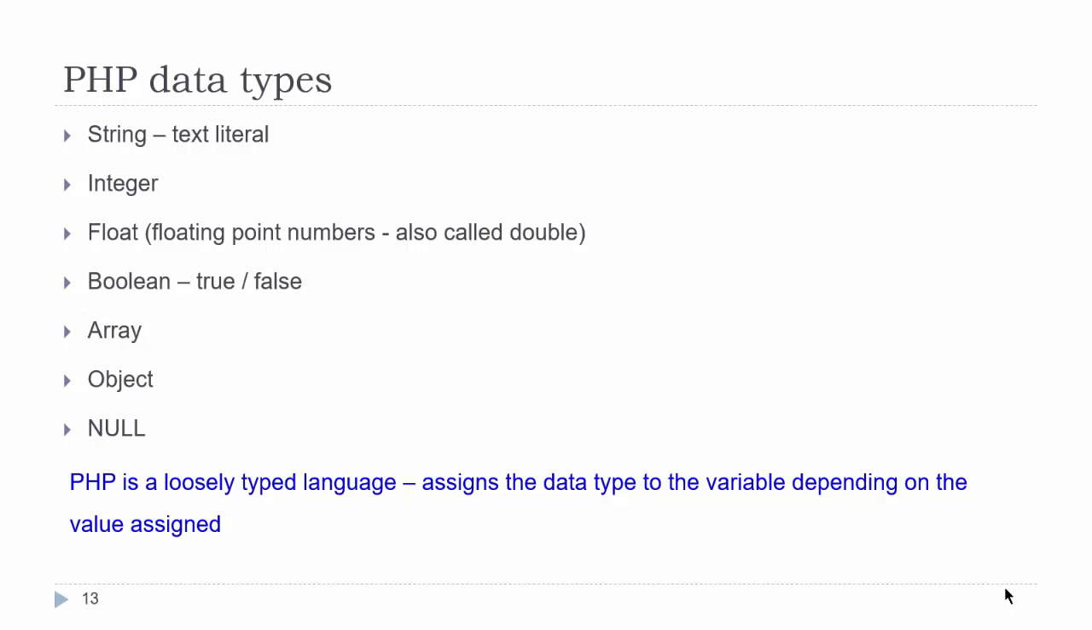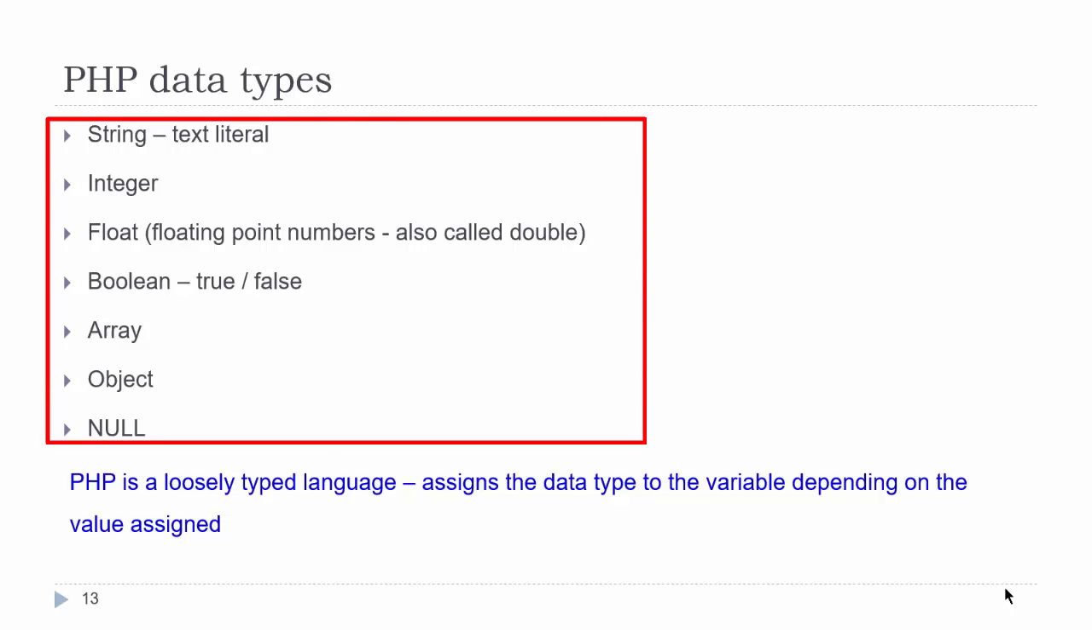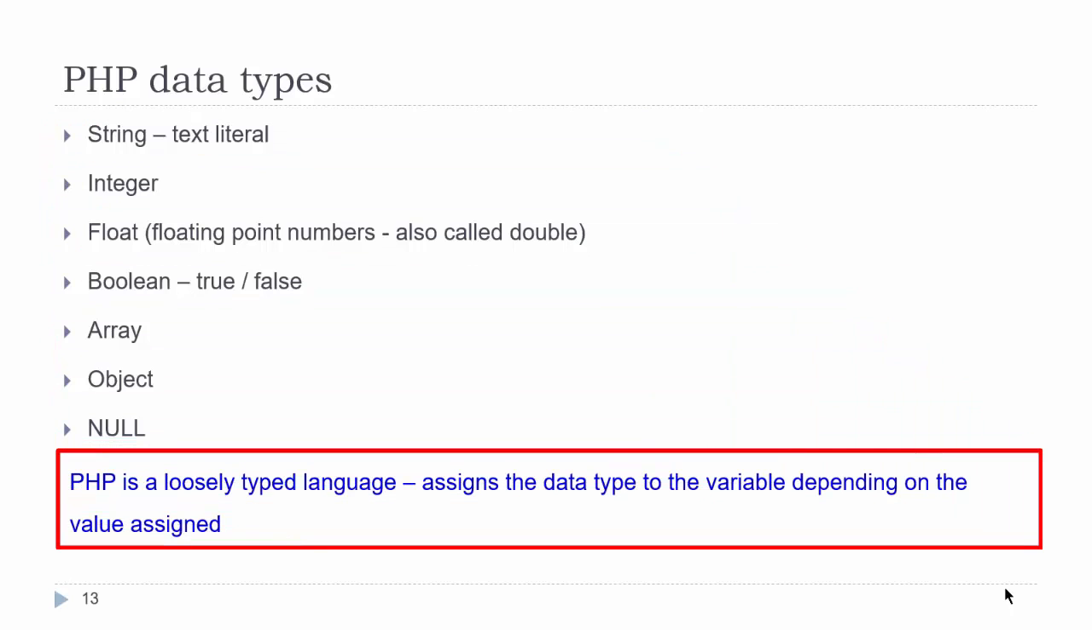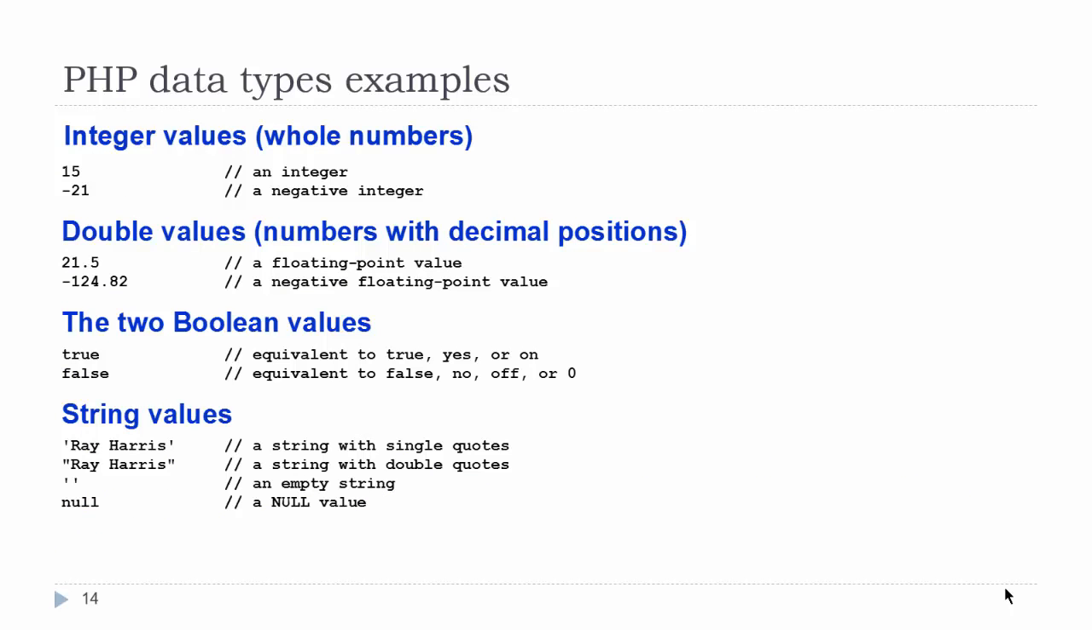PHP has several data types, similar to those found in the JavaScript language. We have strings, which are text literals, integers, floats, which are also called doubles, Booleans, arrays, objects, and nulls. Similar to JavaScript, PHP is a loosely typed language, which means the data type is inferred based on the value assigned to the variable. Let's take a look at some examples of the different data types. Here we have integers, which include whole numbers, including negatives. We have doubles, which would include a decimal point.